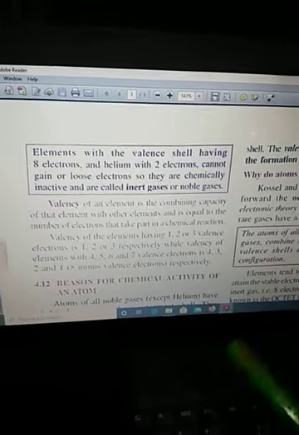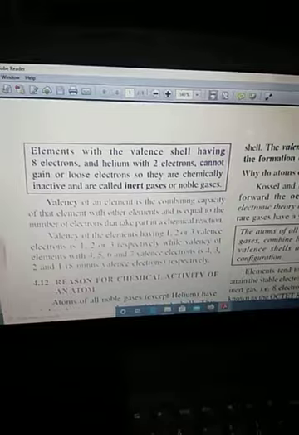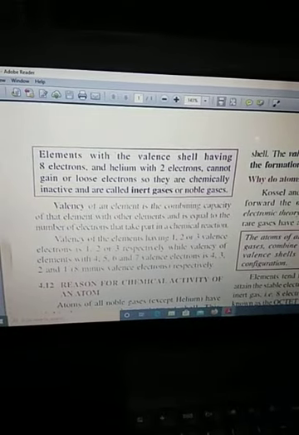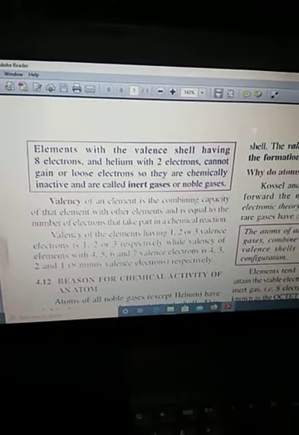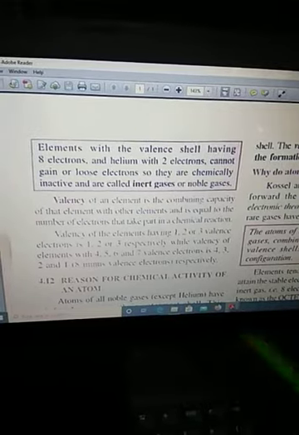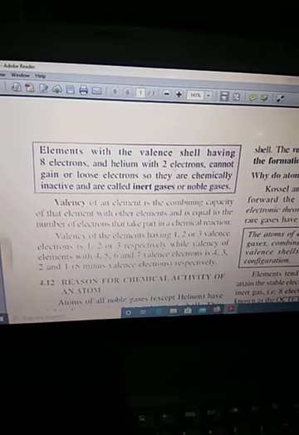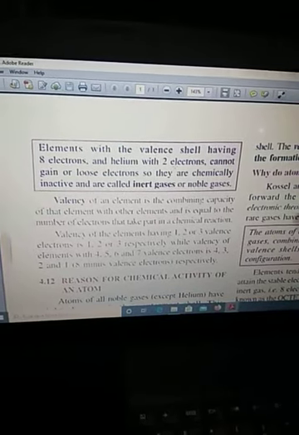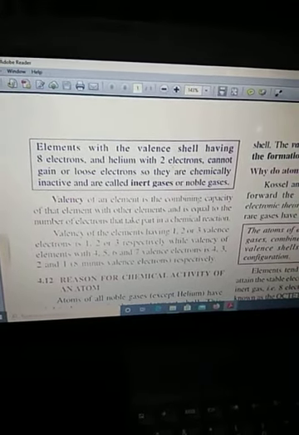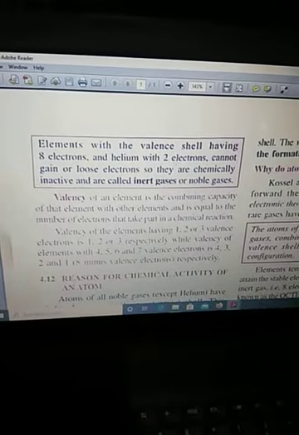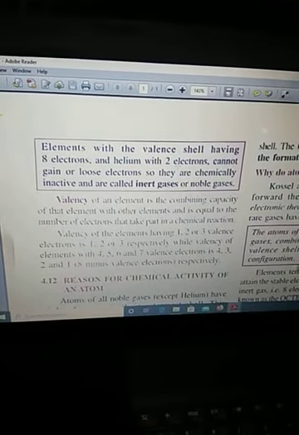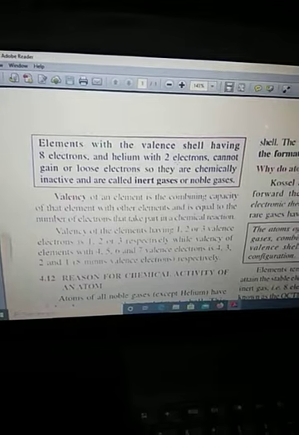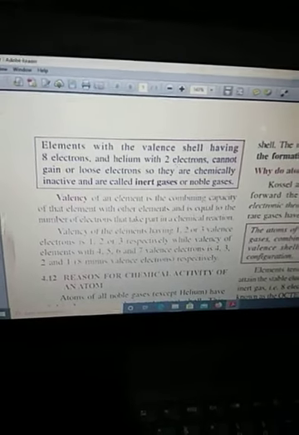Now valency is defined as the number of electrons that take part in a chemical reaction. Similarly, if the element has 1, 2 or 3 valence electrons, its valency will be 1, 2 and 3. And if the element contains 4, 5, 6 and 7 valence electrons, then its valency will be 4, 3, 2, 1. So this is regarding the valence electron.